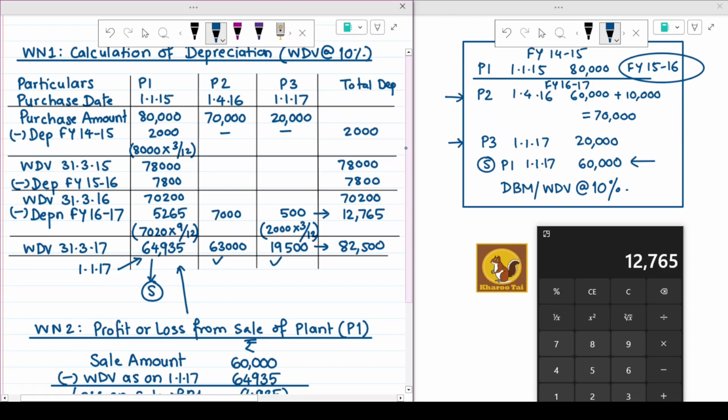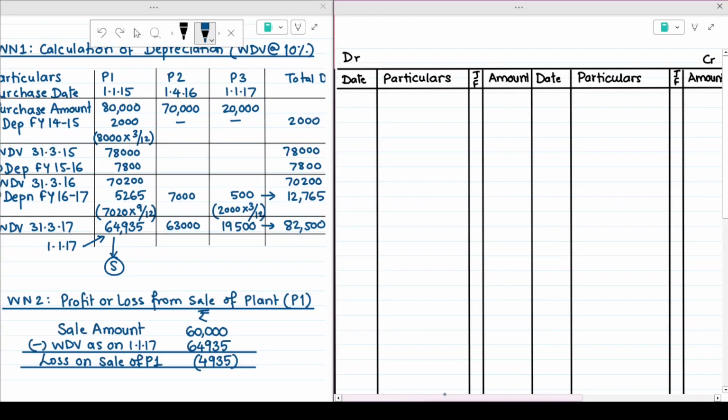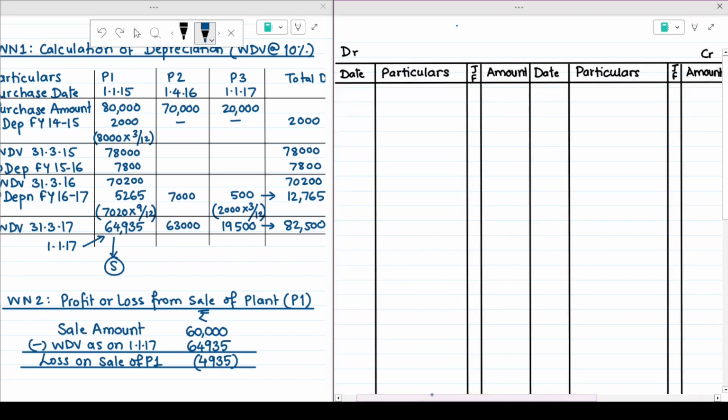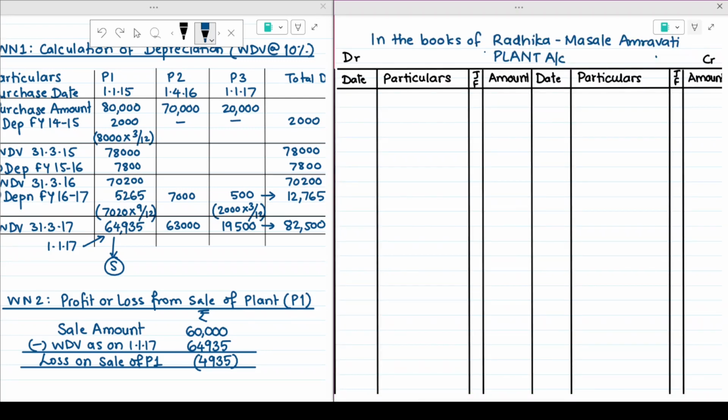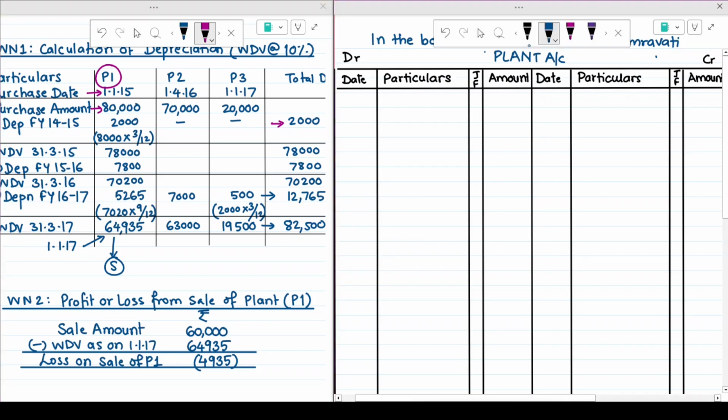What we need? Plant account and depreciation account. In the books of Radhika Masale Amravati, we want to open plant account, and on next page depreciation account. So let's start the posting. In first year, plant 1 was purchased on 1st Jan for 80,000 and we have depreciation entry at the year end of 2,000. So 2 entries. Let's do the posting. On 1/1/15, plant account is debited to bank account. The amount is 80,000.